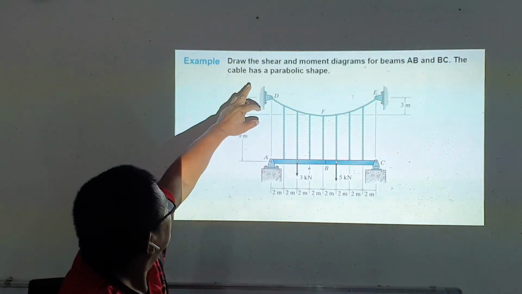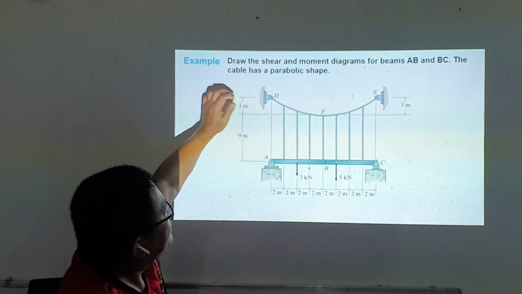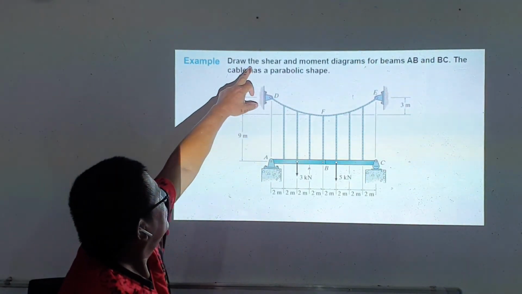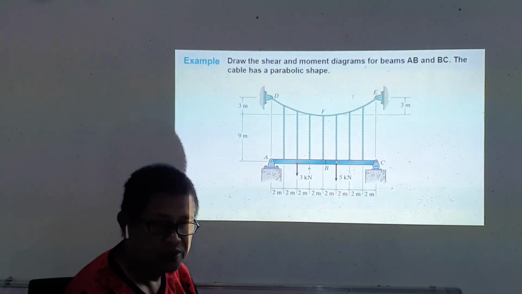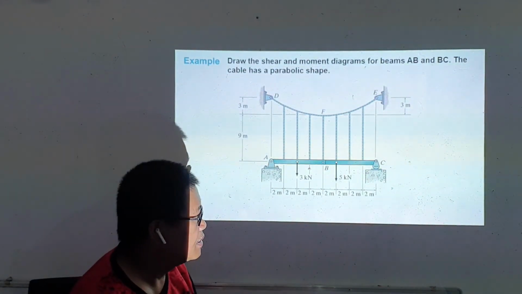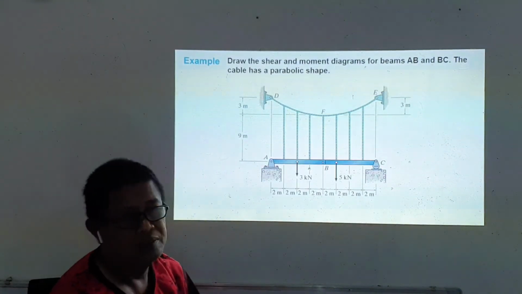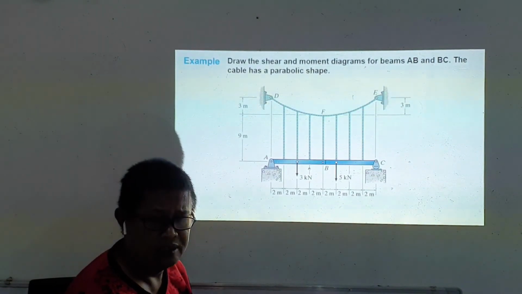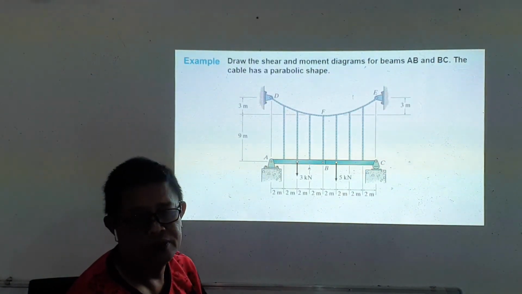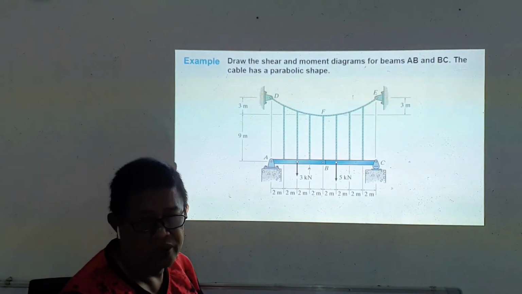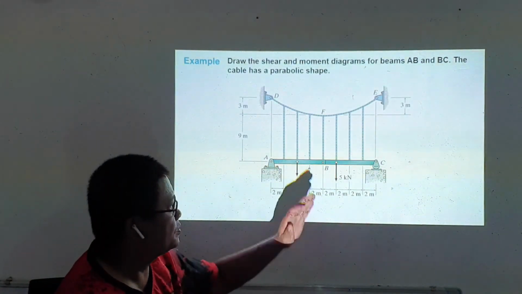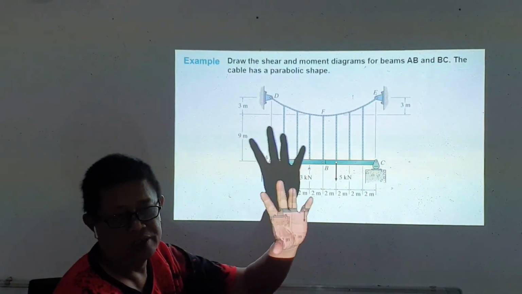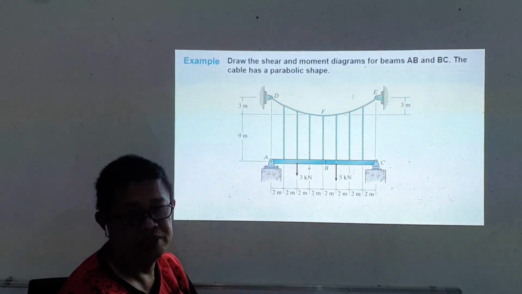Okay, so the cable has a parabolic shape. We are given the configuration of the cable, which is a parabola, and we are required to draw the shear and moment diagrams. This problem is actually given by Hebeler. The problem before this is to determine the tension in the cable, but this problem is solely for the drawing of the shear and moment diagrams.